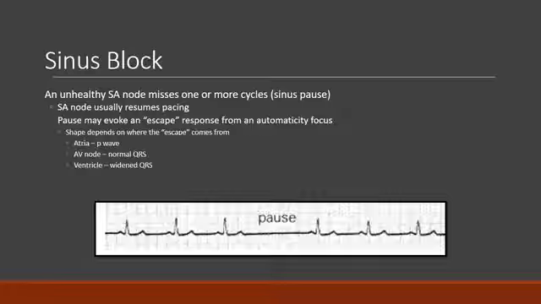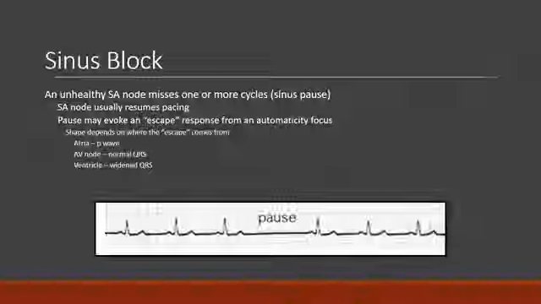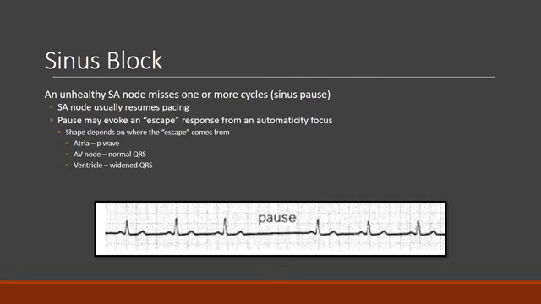So the SA node pooped out, the AV node said, oh, it's my turn, and kicked on, right? And then the SA node kicked back up again and turned the AV node off, right? So we can get that. We can also see the same thing with the ventricle, where we can see a PVC in there. What happened was the SA node pooped out, the AV node didn't kick on, but the ventricle said, hey, wait a second, I haven't been suppressed, I'm going to go ahead and fire. And then in the meantime, the SA node has time to reboot.